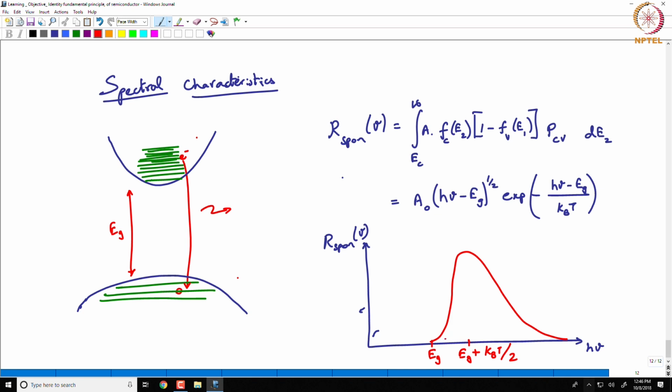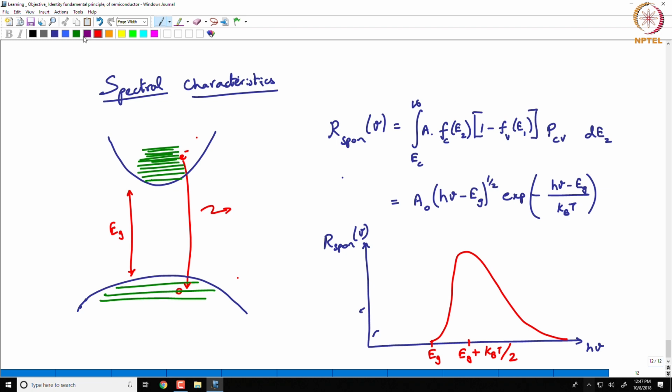So on the lower energy side, it is decided by this h nu over Eg to the power of half, whereas on the higher energy side, it is going to be limited by the Fermi probabilities. Okay, so that is where that exponential comes into the picture. So you have a long exponential tail typically, and on the shorter side it is going to be dependent on that square root function.